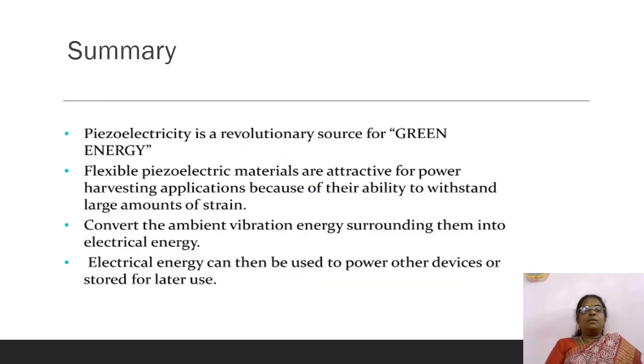In a nutshell, piezoelectricity is a revolutionary source of green energy. Flexible piezoelectric materials are attractive for power harvesting applications. The last slide I showed, right?